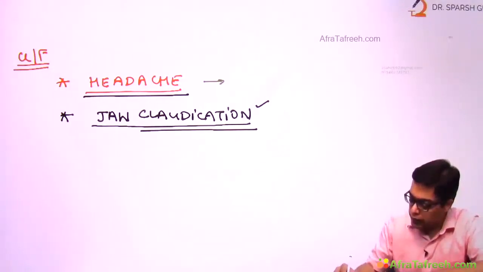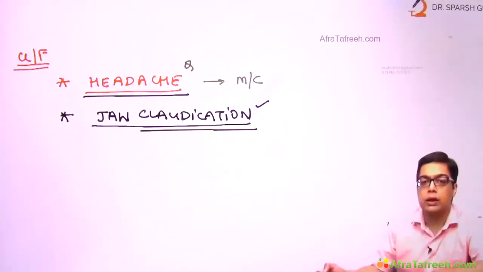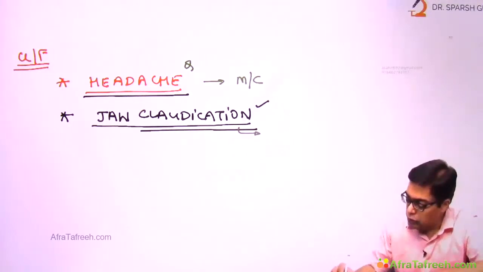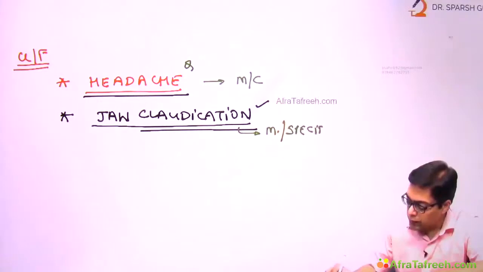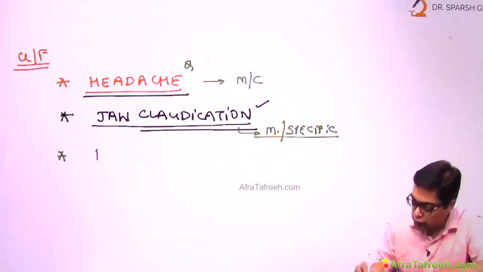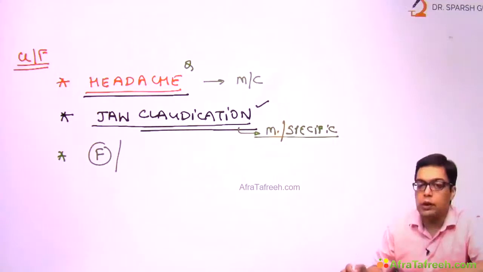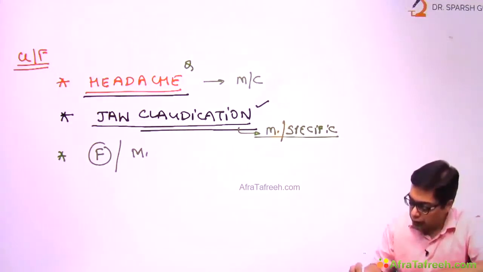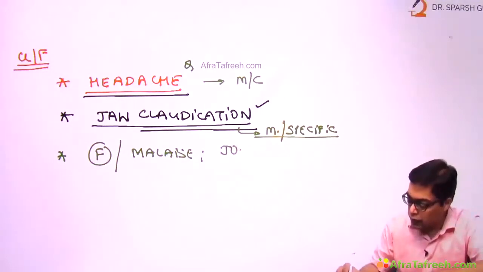The headache is the most common symptom that we see in a patient suffering from temporal arteritis. On the other hand, jaw claudication is the most specific symptom that we see in a patient suffering from temporal arteritis. Apart from that, this being an inflammatory condition, patients are going to develop fever and malaise, and a lot of times patients have complaints like joint pain and muscle pain.